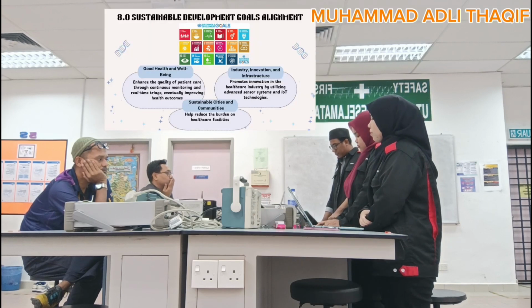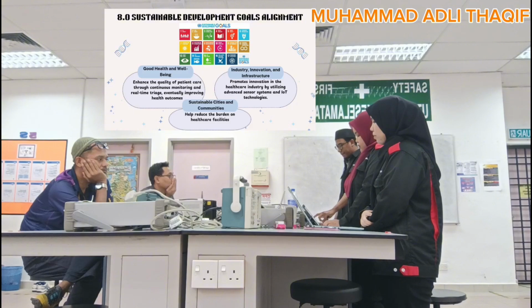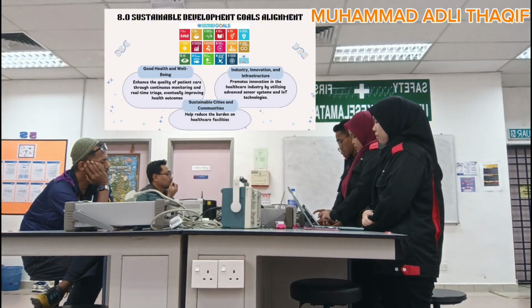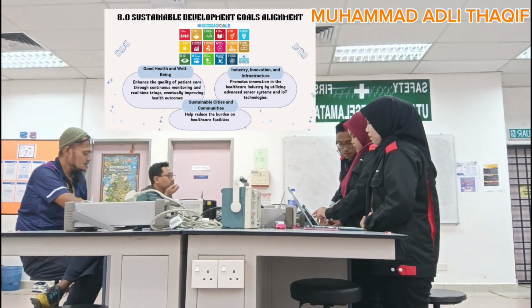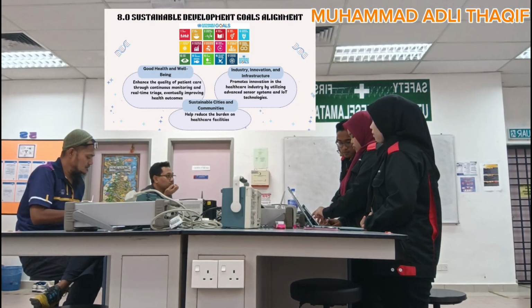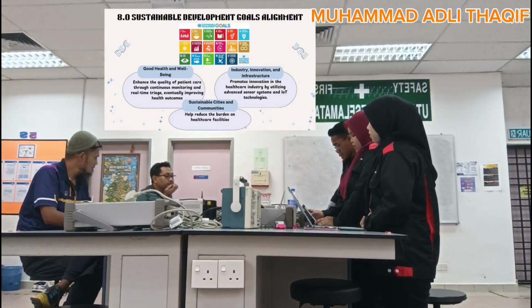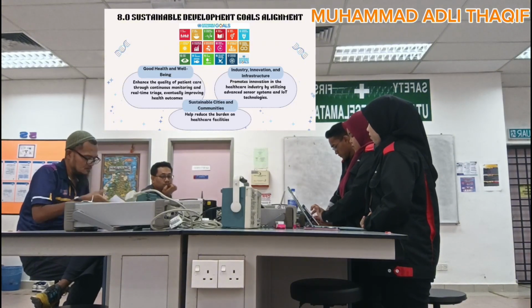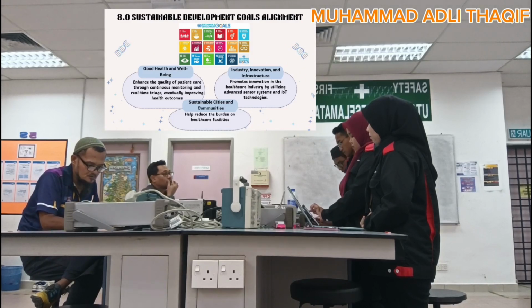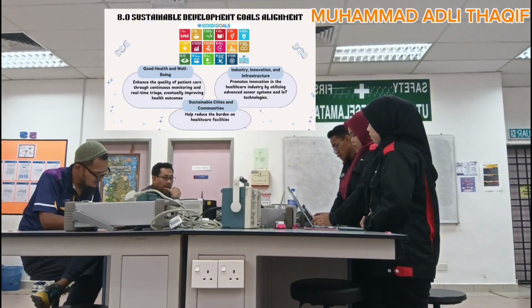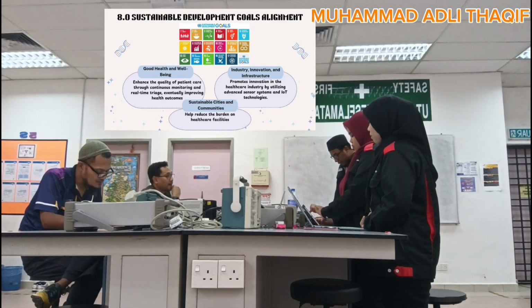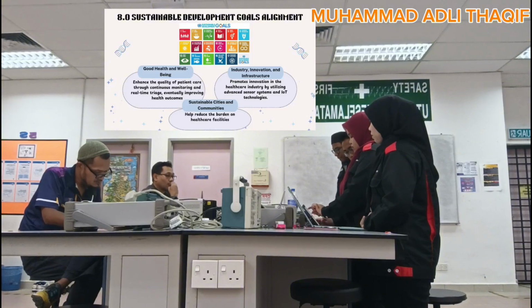Student studies sustainability development goal alignment. So the first one is good health and well-being, to enhance the quality of patient care through continuous monitoring and real-time knowledge, eventually improving health outcome. The second one is industry innovation and infrastructure, to promote innovation in the healthcare industry by utilizing advanced sensor system and quality technologies. And the last one is sustainable city and communities, to help reduce the burden on healthcare facility.